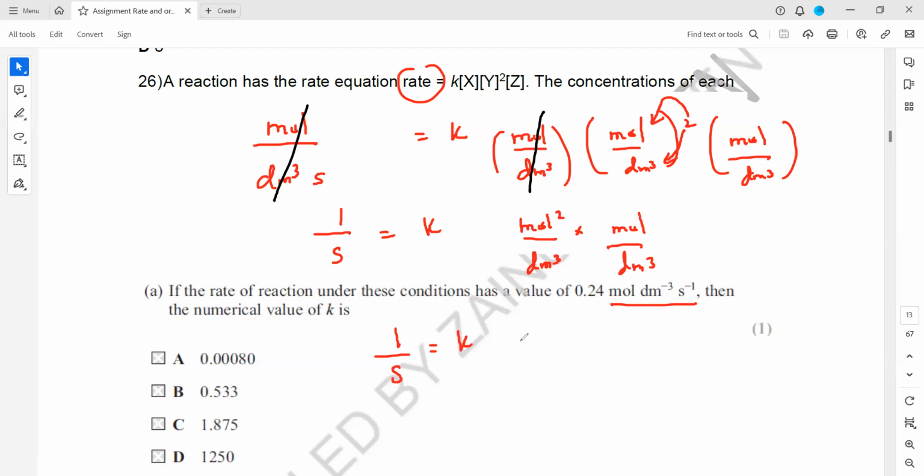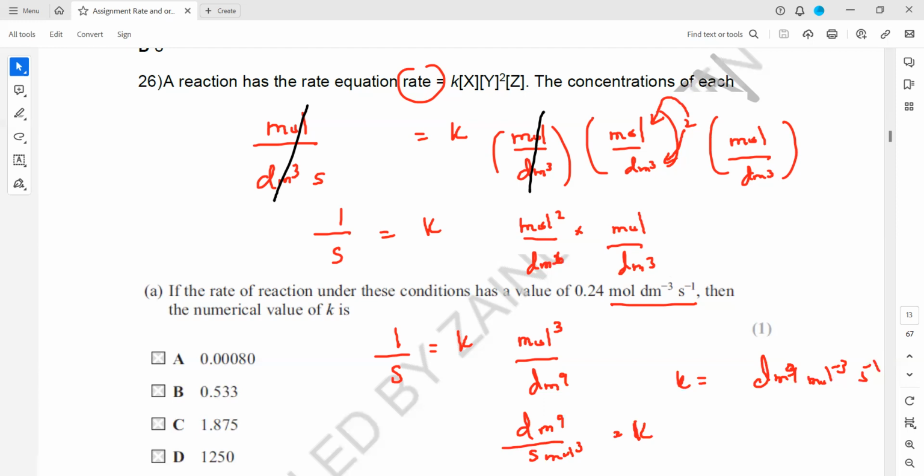Moles square multiplied by moles will become mole cube. dm cube 6 multiplied by dm cube 3, sorry, this was 6 here, not 3, so dm cube 6 times dm cube 3 will become 9. When we cross multiply, this will be dm cube raised to power 9, second is there, and mole raised to power 3, that is equals to K. Or K equals dm cube 9 mole raised to power -3, second raised to power -1.